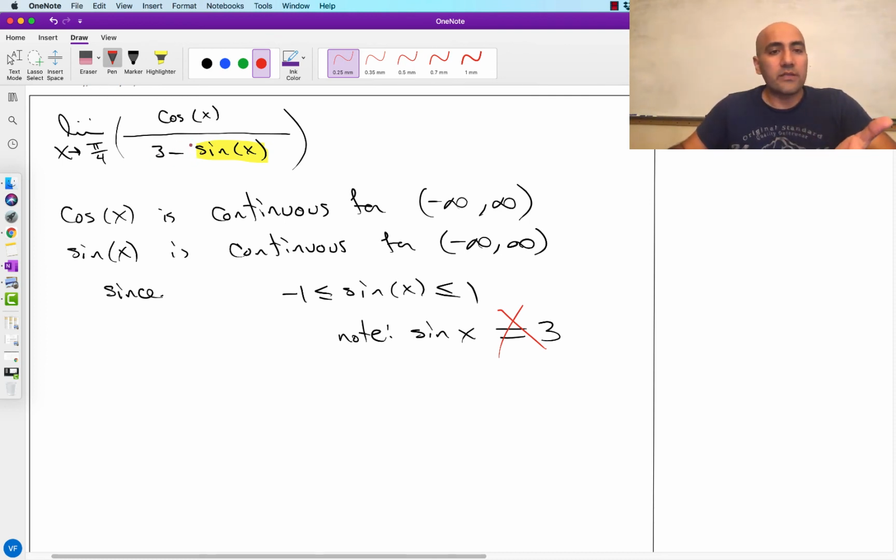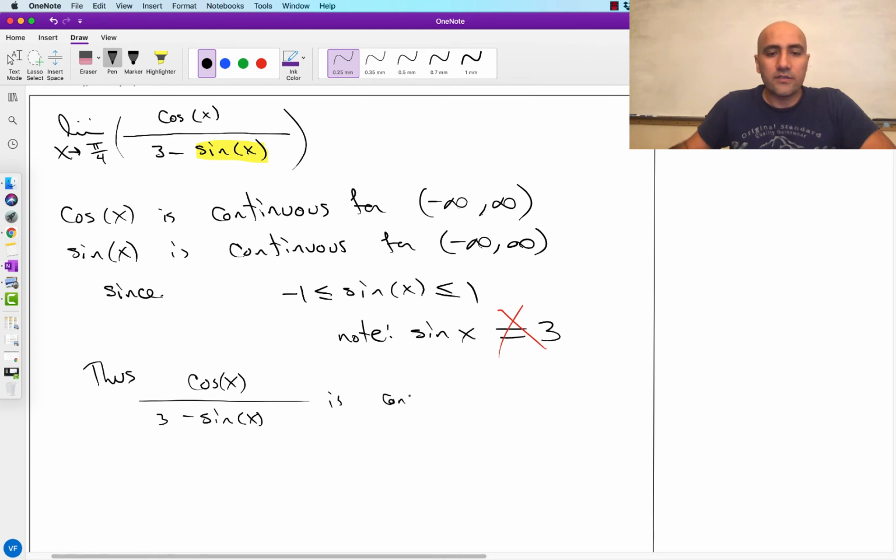So all of this leads me to conclude that this crazy looking function, cosine of x divided by 3 minus sine of x, is going to be continuous on all real numbers. And so, thus, this function, cosine x divided by 3 minus sine x, is continuous on negative infinity to infinity. Okay, and because it's continuous for all real numbers, then if I want to find the limit as x approaches pi over 4, all I have to do is evaluate the function at pi over 4.